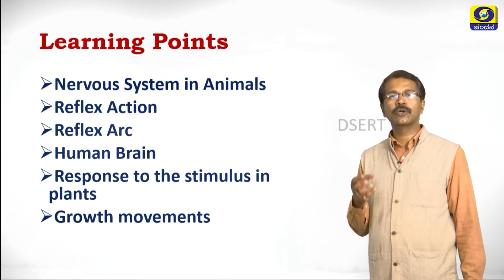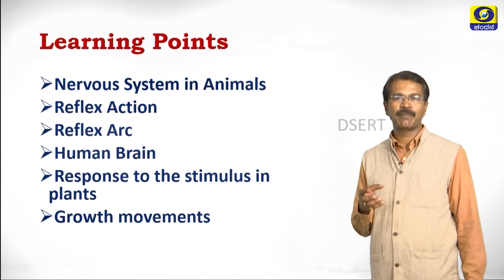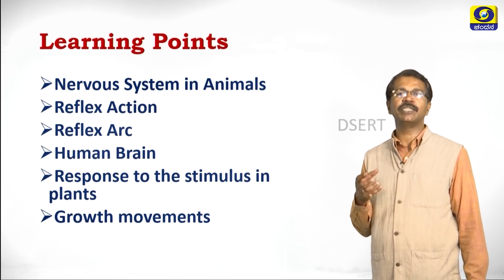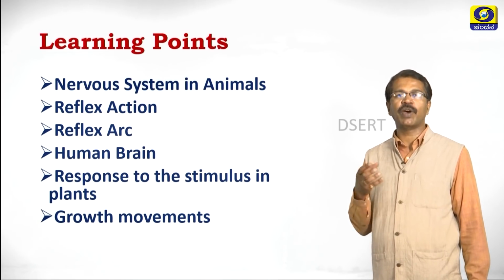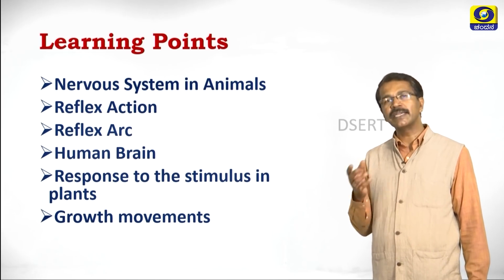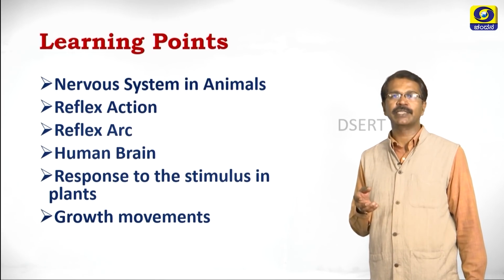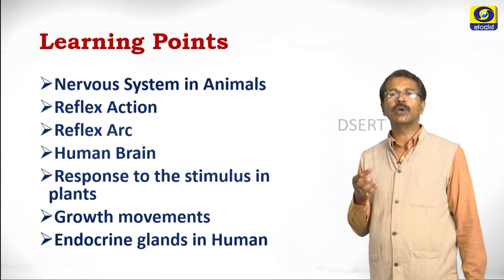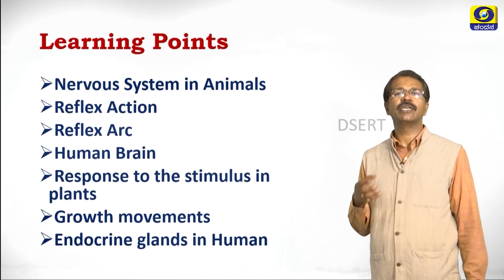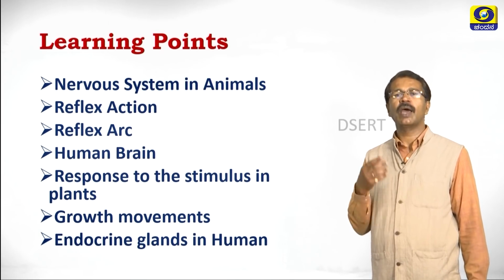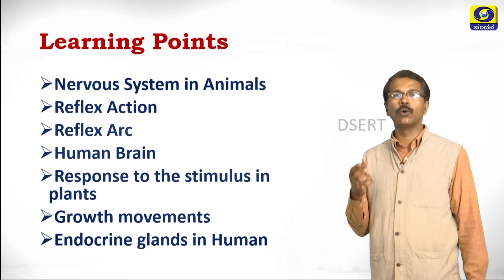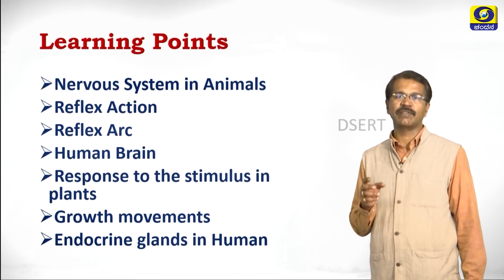Next is the growth movements in case of plants. Growth occurs in the plants. Why growth occurs? Is there any necessity behind it, or is it just for increasing in its size? All those things we have already learned. Let us revise all those points again, students. And lastly, the endocrine glands in human beings. In human beings, there are many endocrine glands which will be secreting hormones, and these hormones perform specific functions in human beings. All those functions again we will revise.